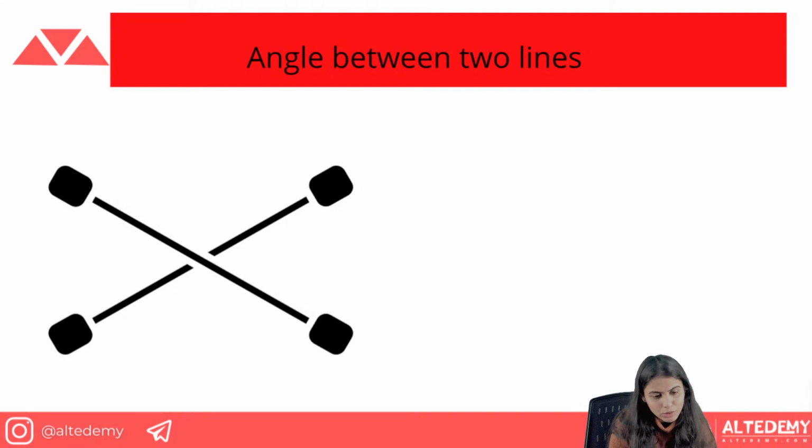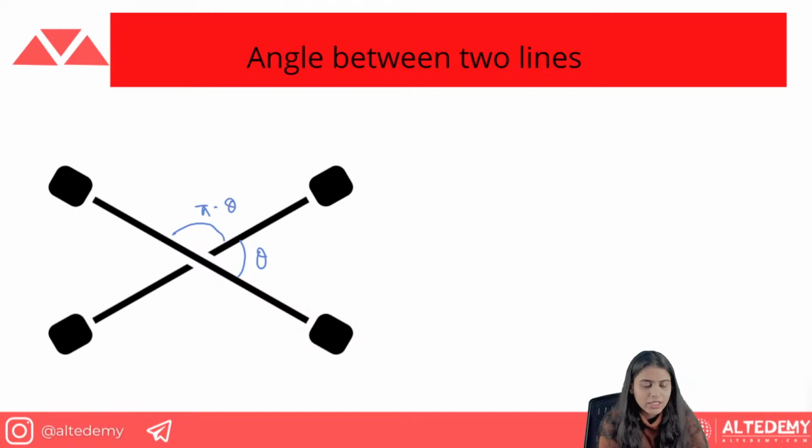So the angle between two lines, for example, these are the lines and this is the angle, that is theta here. Okay, so if this is theta, then what is going to be this angle? This angle is going to be pi minus theta. Why? Because this is 180 degrees, and if this is theta, then the other angle which is left is going to be pi minus theta. Okay, and how can you write it?